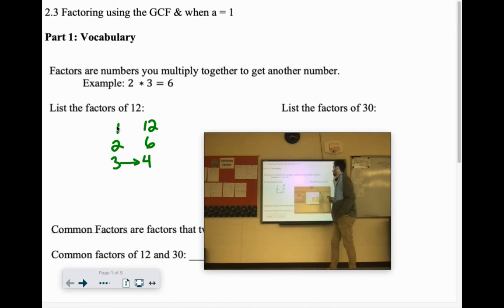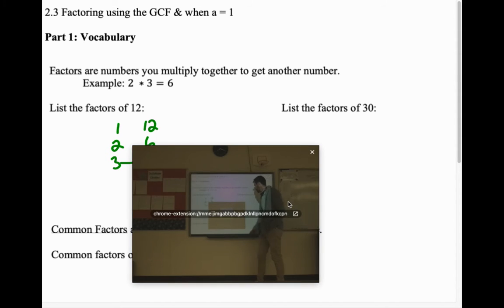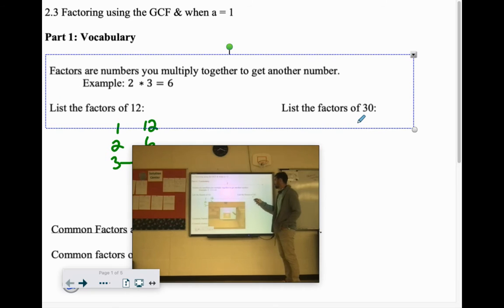So let's try the factors of 30. Well, I know 1 goes in there. 1's a factor of everything. So 1 times 30. Does 2 go in there? Yeah, it's even. So 2 times 15, all right. Does 3 go in there? Yeah. 3 times 10, okay, all right.